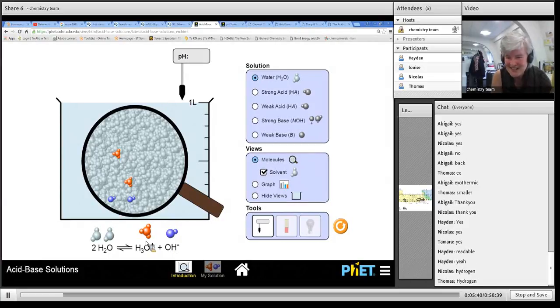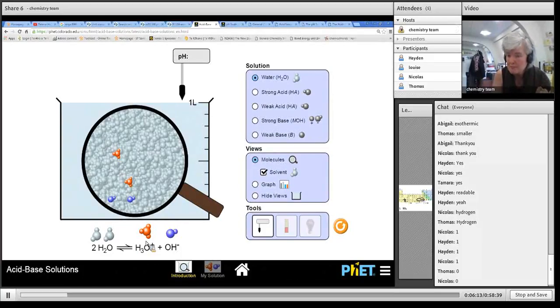Okay, quite a few of you typing. Great. Hydrogen. Good. How many protons does hydrogen have? 1. And how many electrons does hydrogen have? Correct. How many neutrons does the normal hydrogen isotope have? 0. So if you think of what hydrogen is, it's simply a proton with one electron moving around it.